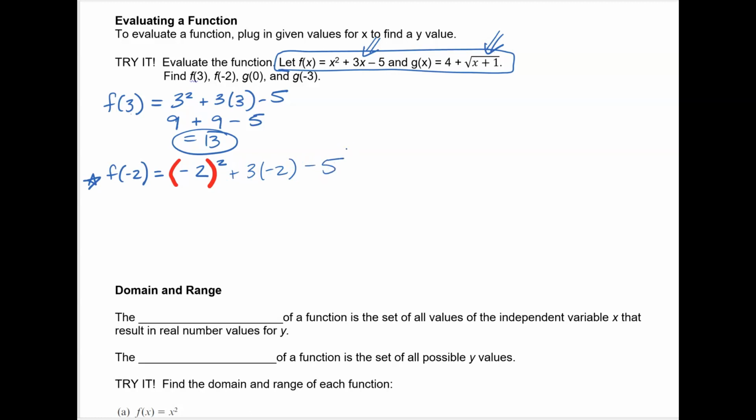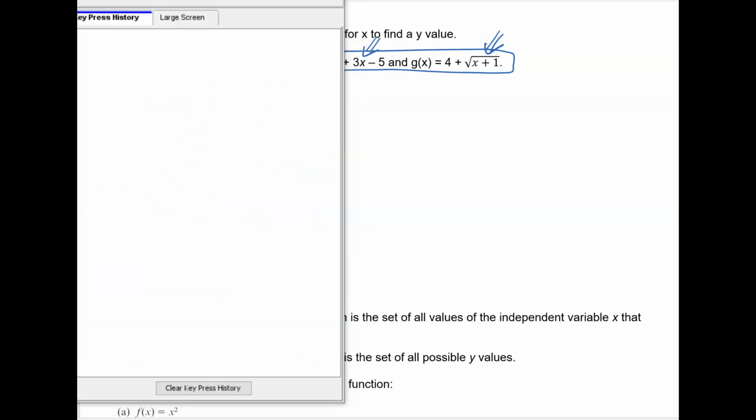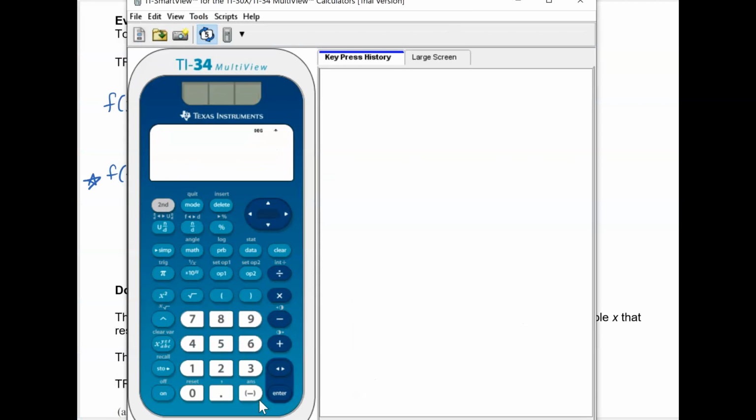And here's why. When you square -2, really what this wants you to do is this. And if you don't put parentheses, you're going to get the wrong answer. So negative 2 times negative 2 is a positive 4, plus 3 times negative 2 is negative 6, and then minus 5. And if we did that with a calculator, but we didn't put parentheses, let me show you what would happen. I'm going to use the TI-30 for this one. So if I just did negative 2 and then the squared button, watch what happens.